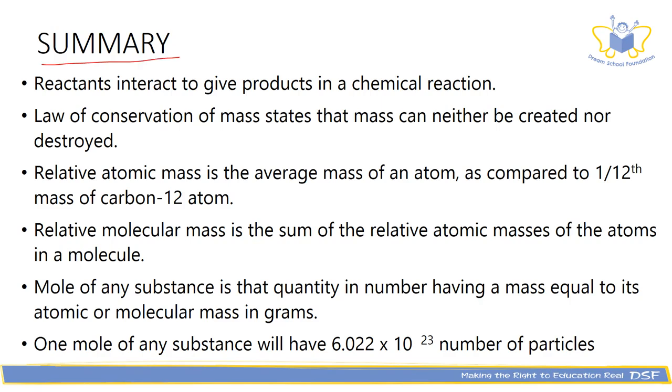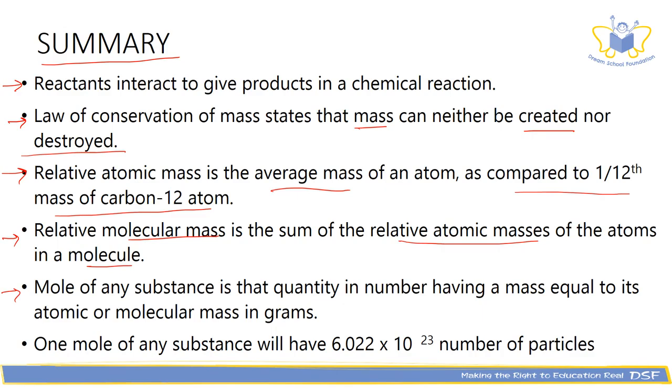Let's look at the summary. Reactants interact to give products in a chemical reaction. Law of conservation of mass states that mass can neither be created nor destroyed. Relative atomic mass is the average mass of an atom as compared to 1/12 the mass of a carbon-12 atom. Relative molecular mass is the sum of the relative atomic masses of atoms in a molecule. Mole of any substance is that quantity in number having a mass equal to its atomic or molecular mass in grams. 1 mole of any substance will have 6.022 x 10^23 particles, and it is called the Avogadro number.